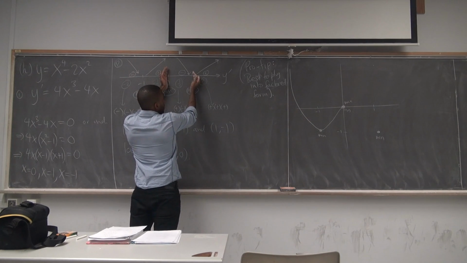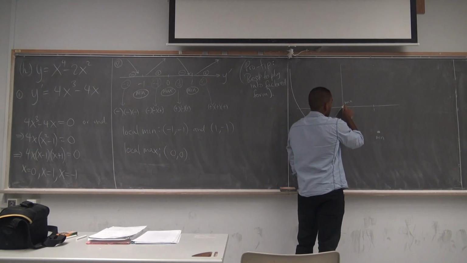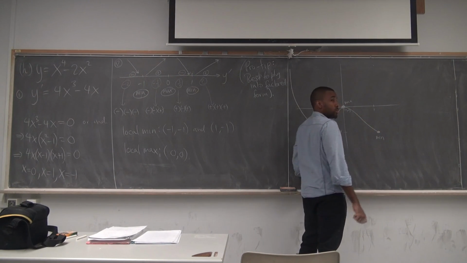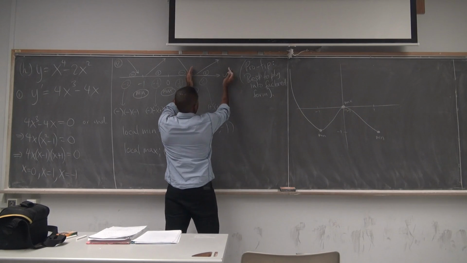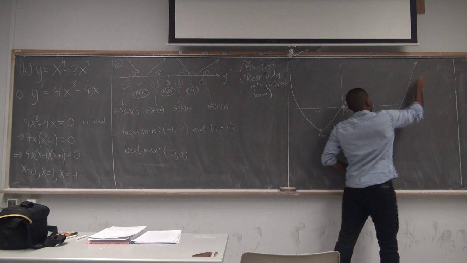Between 0 and 1, I'm now decreasing. So I now have to decrease from 0 to 1 to hit that point. Boom. Then from 1 to infinity, I'm increasing, so for the rest of the way. Boom. So that is actually a W.